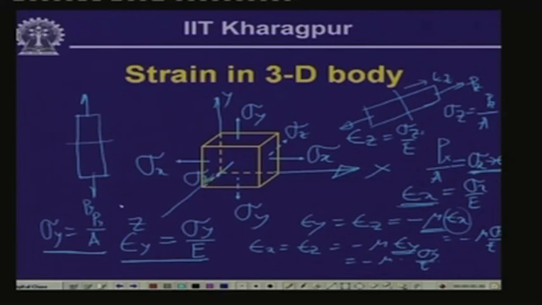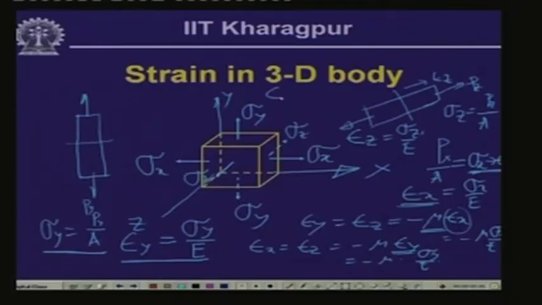As we have seen in the previous cases, when it is acted on by the load P either in the x direction or in the y direction, we could compute the strains in the other two directions. In the present case also, when it is subjected to axial pull in the z direction and the strain acting in the z direction is epsilon z, the corresponding strains in the x and y directions, epsilon x and epsilon y, are equal to minus mu times epsilon z. So, in this particular case, epsilon x is equal to epsilon y is equal to minus mu times epsilon z, which is minus mu times sigma z by E.